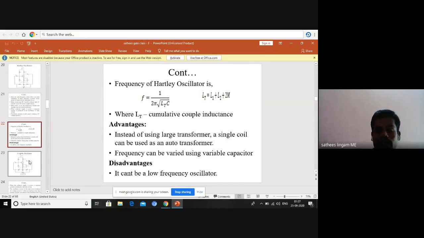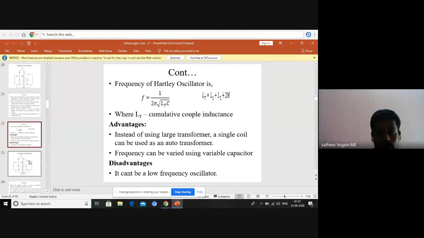You don't have that much time for practicing in the GATE examination, so mostly they will be giving some values. According to M, you need to find L1 and L2. Then from that you can go for the frequency of the Hartley oscillator. We must know that F is equal to 1 by 2 pi root LT CL, where LT is the cumulative coupled inductance.